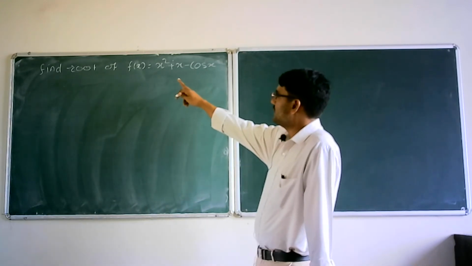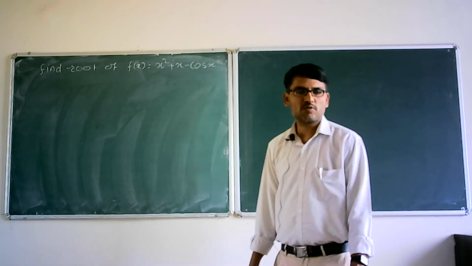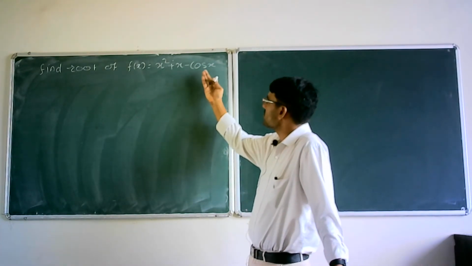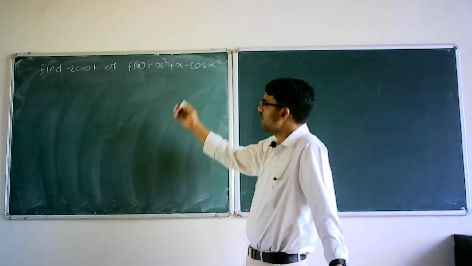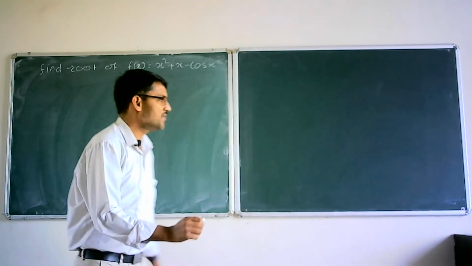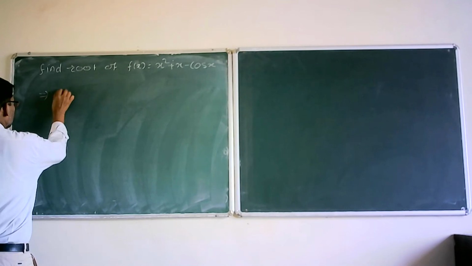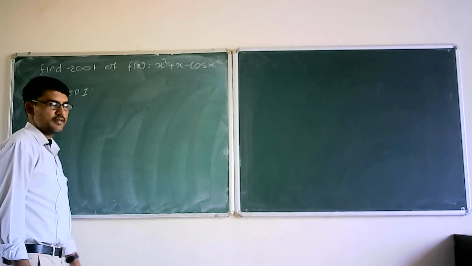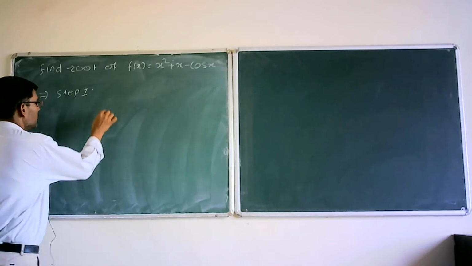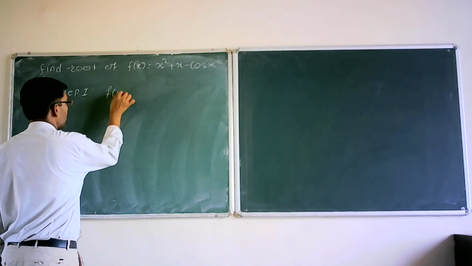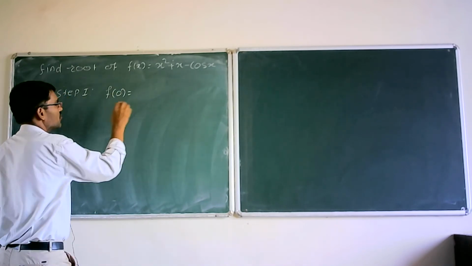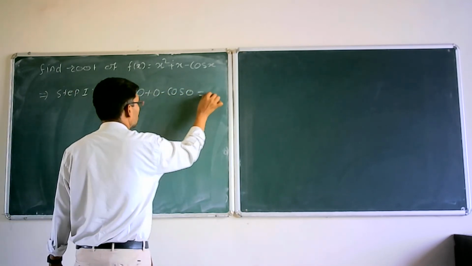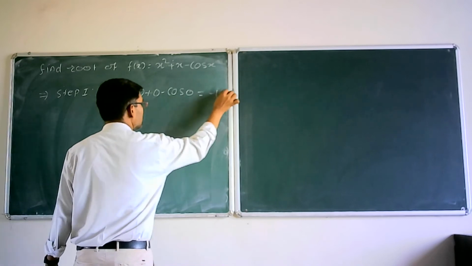So we want to find the root of this function. Now if you observe, this function is not an algebraic function because there exists a trigonometric function cos x. So this is a transcendental function and we want to determine the root of this function. So what is our first step? First we want to determine two real numbers with opposite sign. So if we put first f of 0, in place of x if we put 0, then 0 plus 0 minus cos 0, so it is equal to what? Minus 1, which is less than 0.